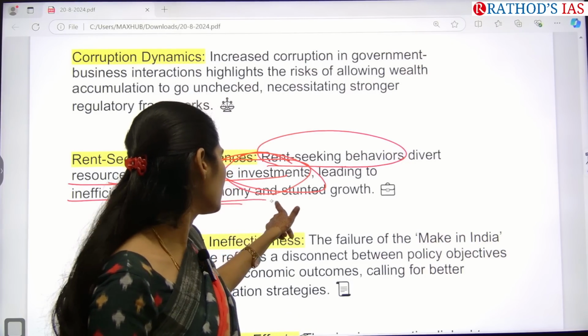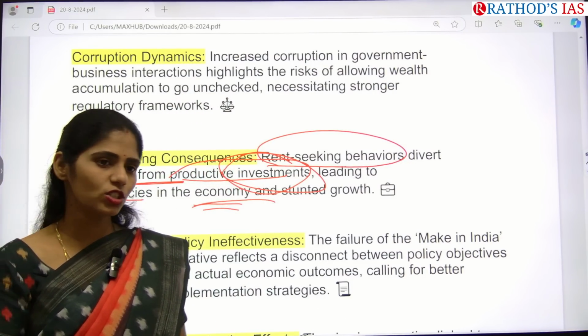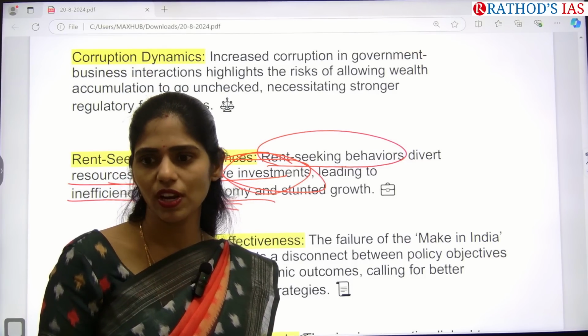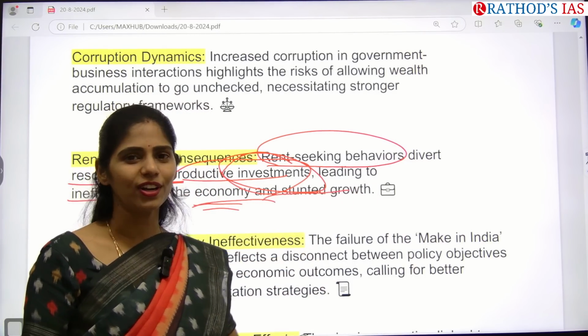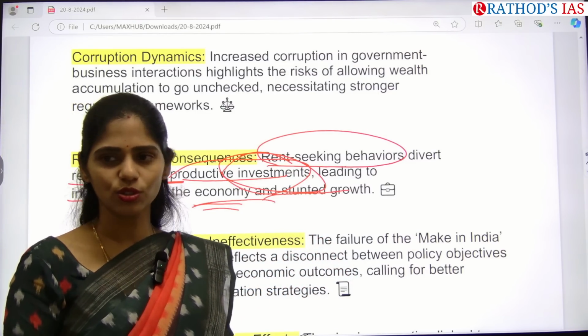And the next one here is, whenever there is illegal action going on, what happens? Wealth accumulation will happen, and even exploitation will happen, and further they will not be paying proper taxes and revenues to the government, and that will lead to stunted growth.